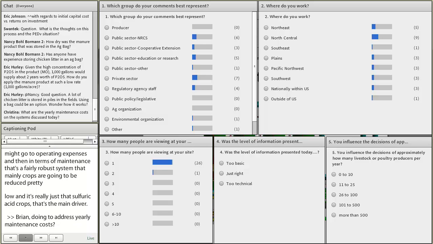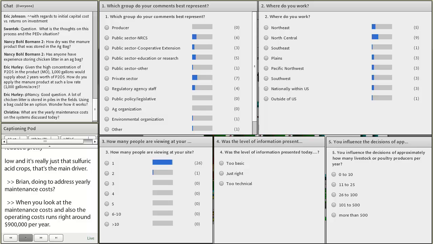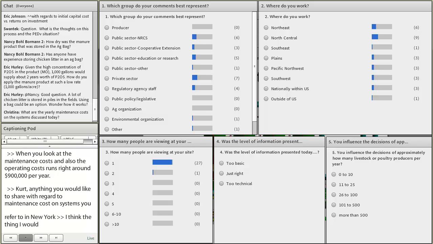Okay. And Kurt, anything you would like to share with regard to maintenance costs on systems you referred to in New York? I think the thing I would say is that solid maintenance costs for different methods of capturing these nutrients take some time to determine, because we do not have that many systems out there working and not many independent evaluations going on.